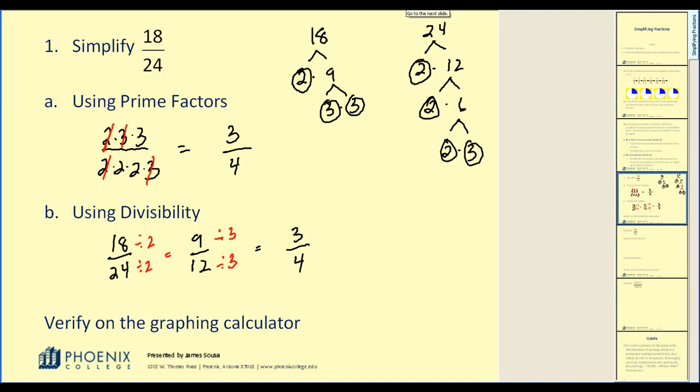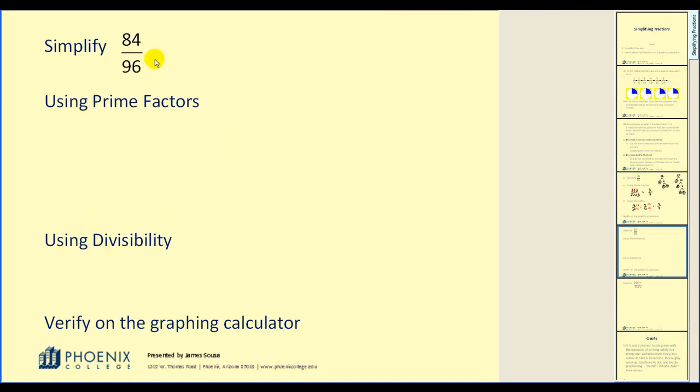Let's take a look at another one. Now this one looks like it might be a little more challenging, and this is why I like the prime factors method. I'm going to make a factor tree for 84 and also for 96. For the sake of time, I've already done it. 84 works out to 2 times 2 times 3 times 7, and 96 breaks down into 2 times 2 times 2 times 2 times 2 times 3.